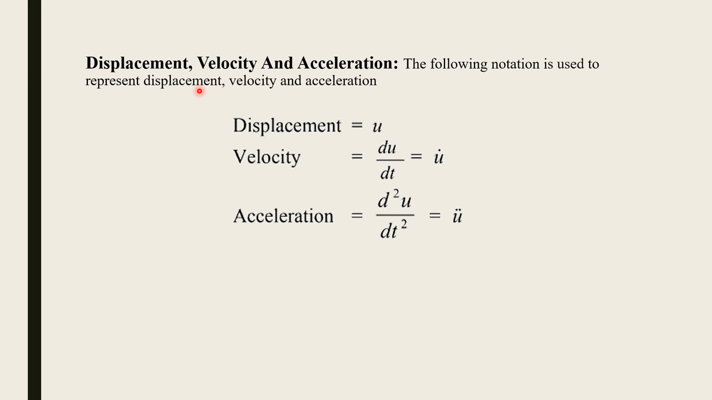For the free vibration analysis, these are basic terminologies which we have to keep in mind before starting the analysis. These are basic equations. The following notation is used to represent displacement, velocity, and acceleration. If the displacement in the x direction is shown with u, the derivative with respect to time is called velocity and will be denoted as u dot. If we take another derivative with respect to t, then this velocity becomes acceleration and will be shown with u double dot.